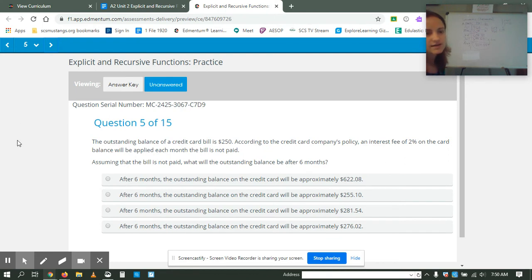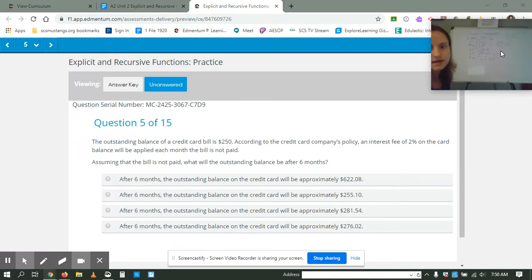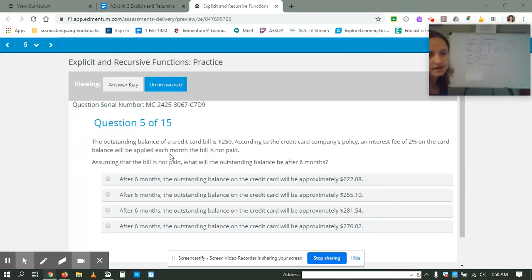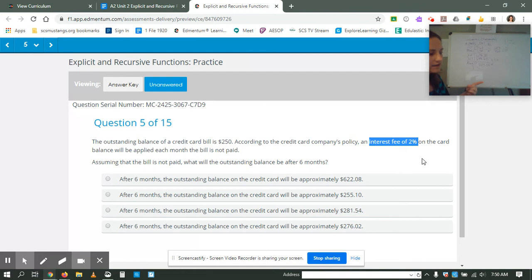Looking at question 5, the outstanding balance of a credit card bill is $250. According to the credit card company's policy, an interest fee of 2% on the card balance will be applied each month the bill is not paid. Assuming that the bill is not paid, what is the outstanding balance after 6 months? So if we're looking at an interest fee of 2%, and making our decision between whether this is linear or exponential, arithmetic versus geometric, it's going to be exponential, which means it's going to be a geometric thing that we're working with.